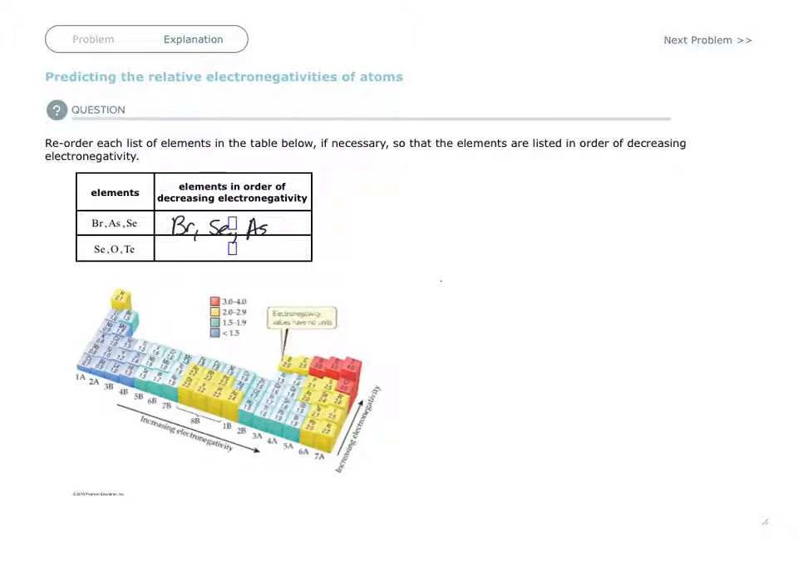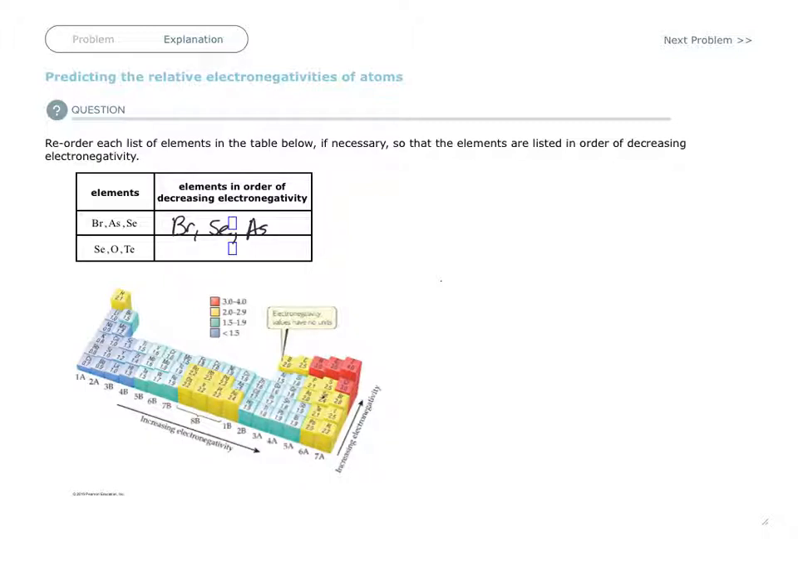How about the second line? The second line is selenium, oxygen, and tellurium. Selenium is in group 7, right here is group 7. Tellurium is lower, and oxygen is in group, no, they're all in group 6. Sorry, not 7, 6. So this is oxygen, tellurium, and selenium. They're all in the same group.